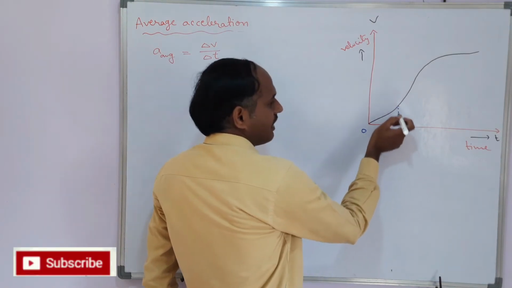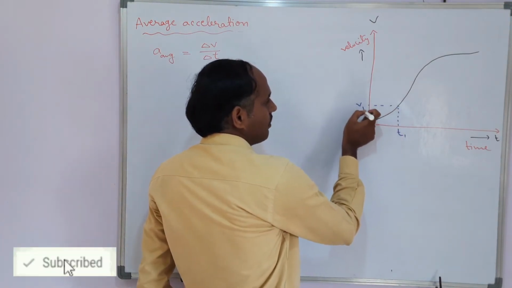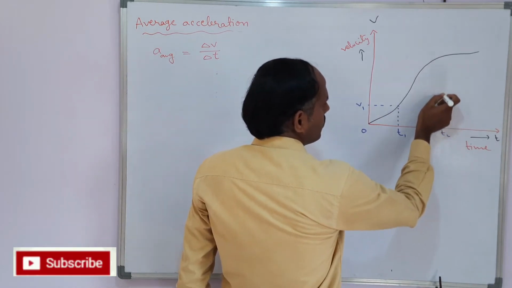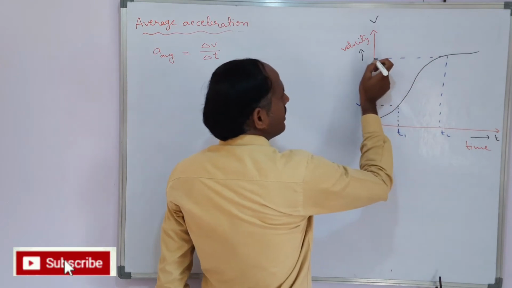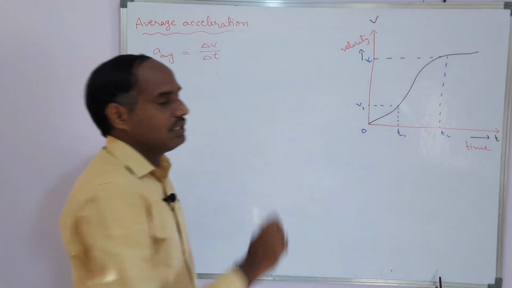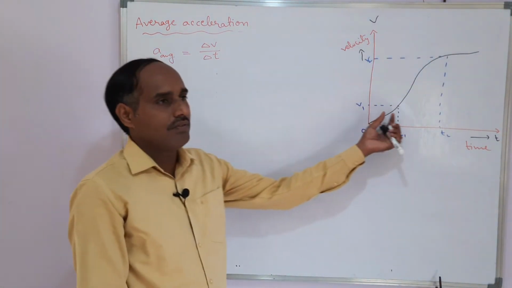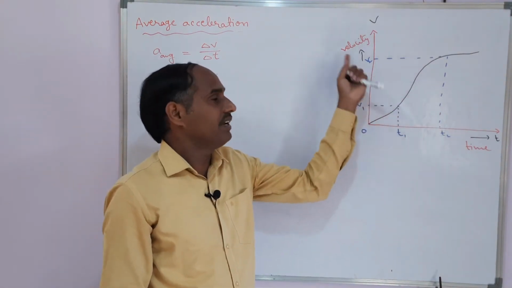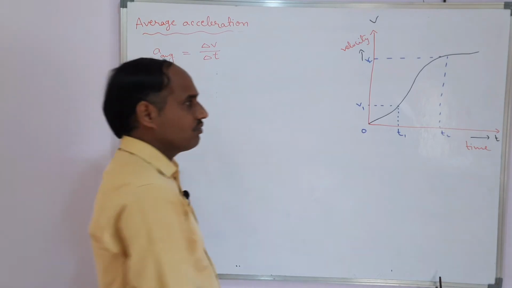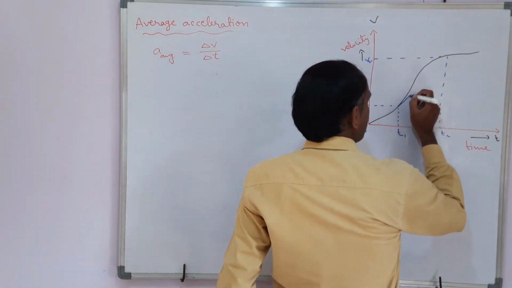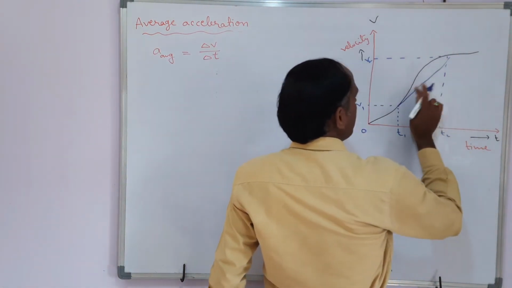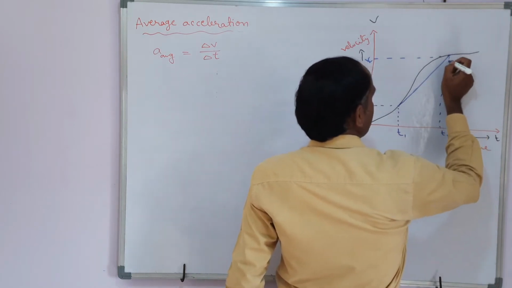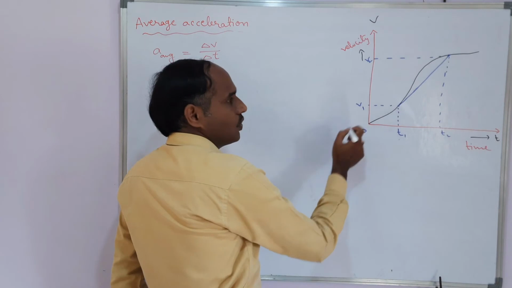Let at an instant t1 its velocity be v1, and consider one more instant of time t2, so that its velocity is v2. Between these two points on a curve, taking the tangent gives the slope. That slope in a v-t graph gives the acceleration. To find the slope between t1 and t2, we join a line from the initial point to the final point, from instant t1 to t2.